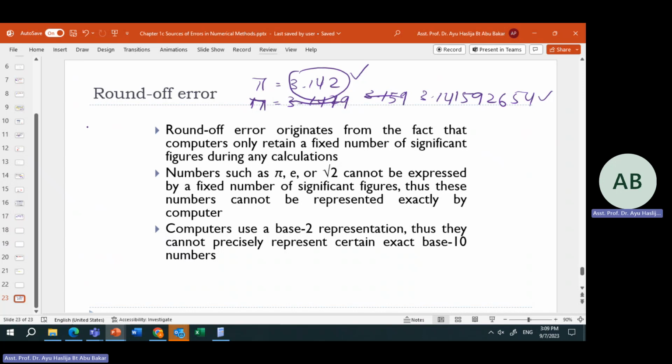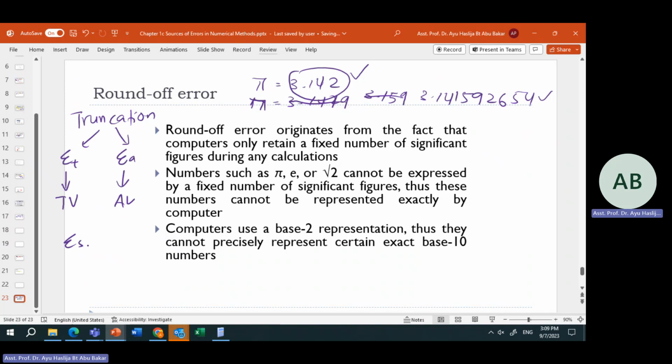So as of now, we have the truncation error and also the round off error. For the truncation error just now, we have two types of error, which are the true error and also the approximate error. So you should know the difference by now. What is true error and approximate error? True error uses the true value. Approximate error uses the approximate value.